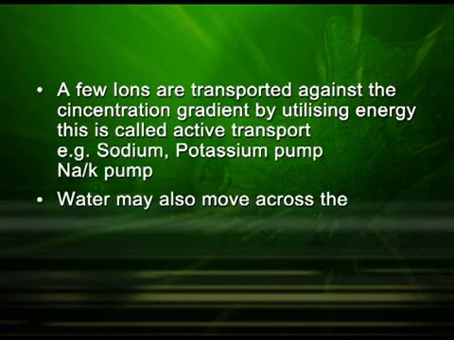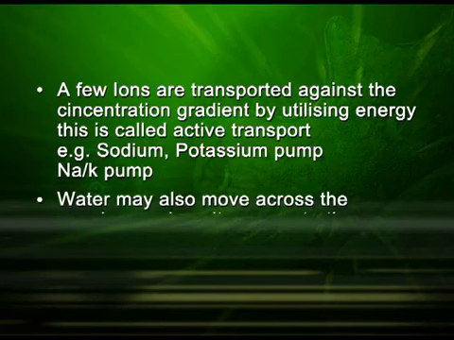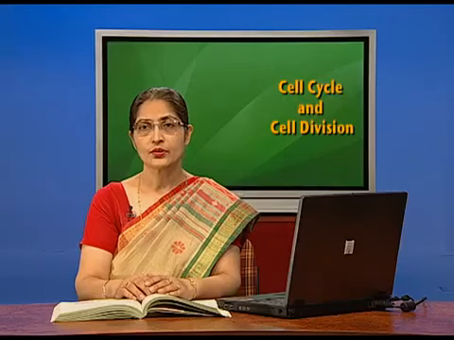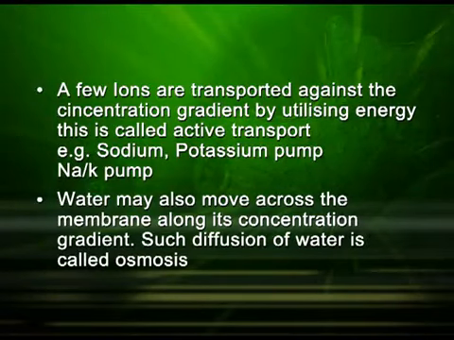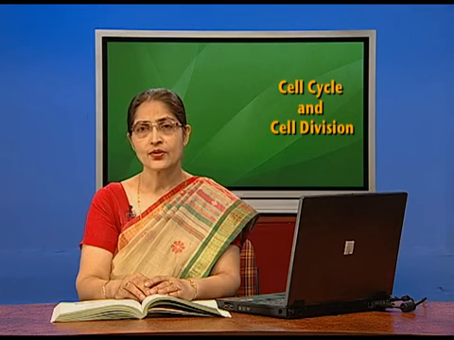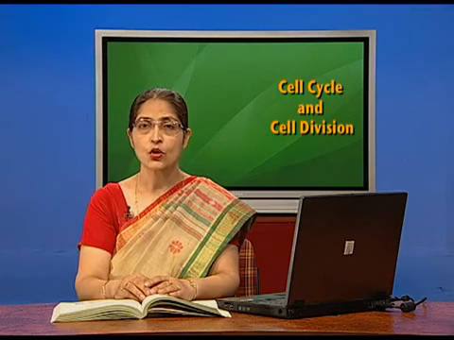Water may also move across the membrane along its concentration gradient, that is, from the region of higher concentration of water to the region of lower concentration of water. Such diffusion of water across a semi-permeable membrane is called osmosis. Polar molecules cannot pass across the non-polar lipid bilayer. Transport of such polar molecules is facilitated by certain carrier proteins present in the membrane. The presence of a wide variety of proteins is the reason why we call this membrane a mosaic. Let's have a closer look at the structure of a plasma membrane.